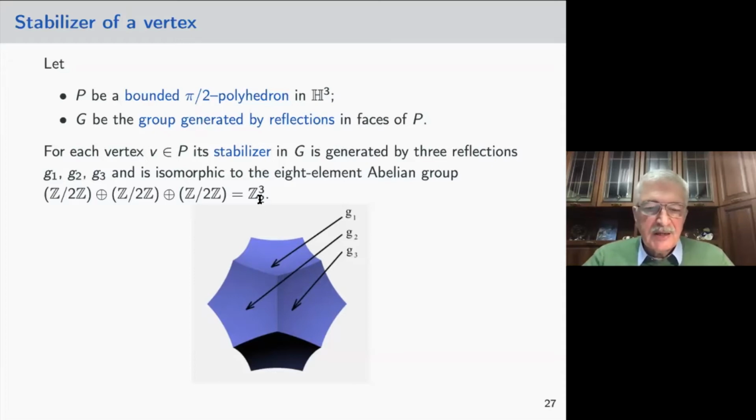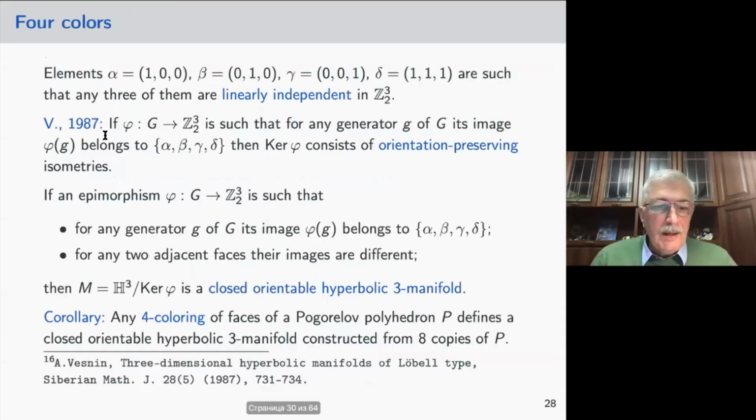So it's algebraically just Z2 plus Z2 plus Z2, I mean 3 copies of 2-element groups, and each 2-element group corresponds to a reflection in the face incident to our vertex. So the stabilizer consists of 8 elements, and our aim is to find a torsion-free subgroup in this group G. If you want to obtain a manifold, we're interested in a group which acts without fixed points. So algebraically, it means that your group is without torsion, without elements of finite order. And it can be done.